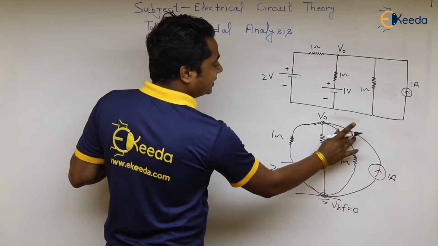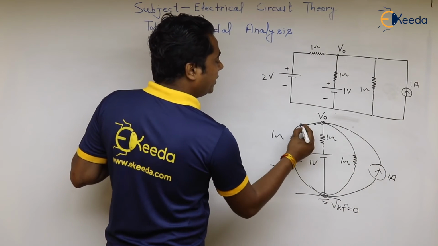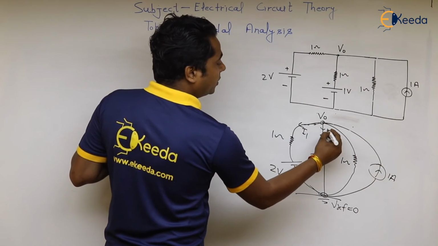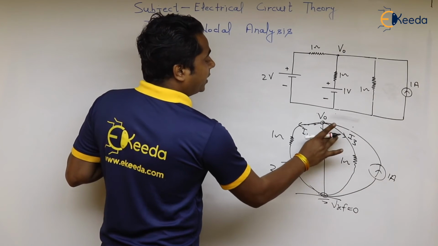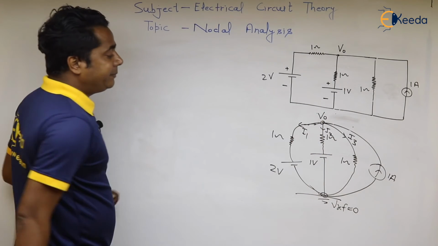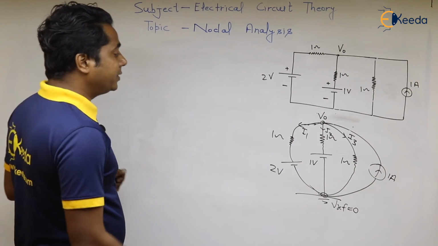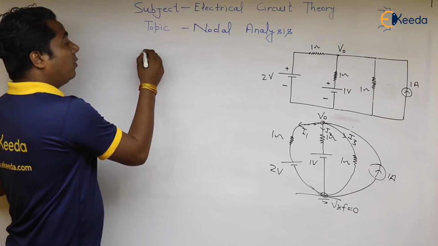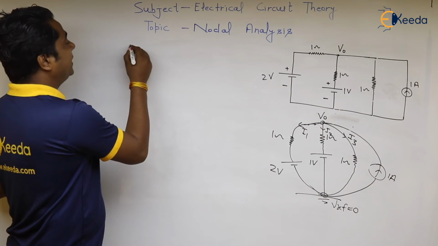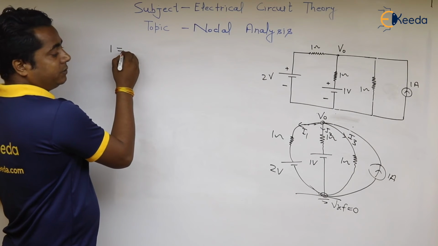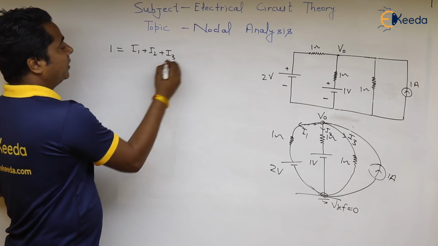The current direction is important right now. I1 is given as inside, so we do not need to change this current source. This will be your I1, this will be your I2, and this will be your I3. And only 1 ampere is incoming, and all of I1, I2 and I3 are outgoing. So it will be written as incoming current is equal to outgoing current. So incoming current is 1 ampere and outgoing current is I1 plus I2 plus I3.